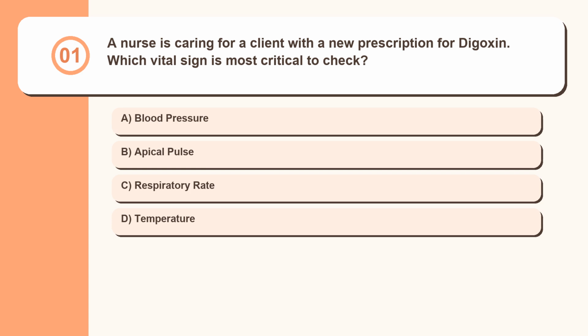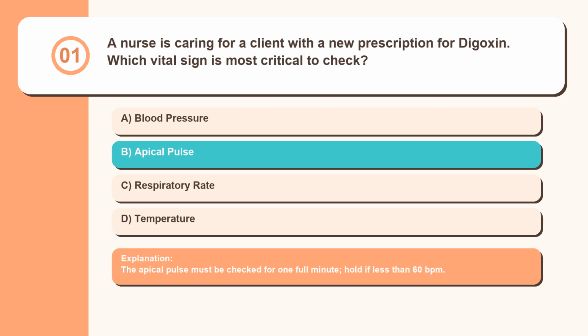Question 1. A nurse is caring for a client with a new prescription for digoxin. Which vital sign is most critical to check? Blood pressure, apical pulse, respiratory rate, temperature. The apical pulse must be checked for 1 full minute. Hold if less than 60 bpm.